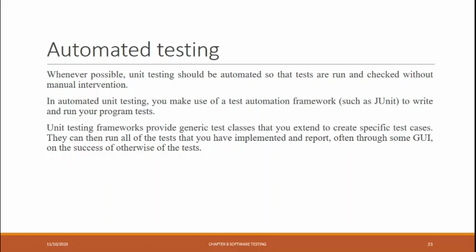A unit testing framework provides generic test classes that you extend to create test cases. They can then run all of the tests that you have implemented and report, through a graphical user interface, the success or failure of the tests. Automated testing is where a human is not involved at all; separate code is written to test the product.